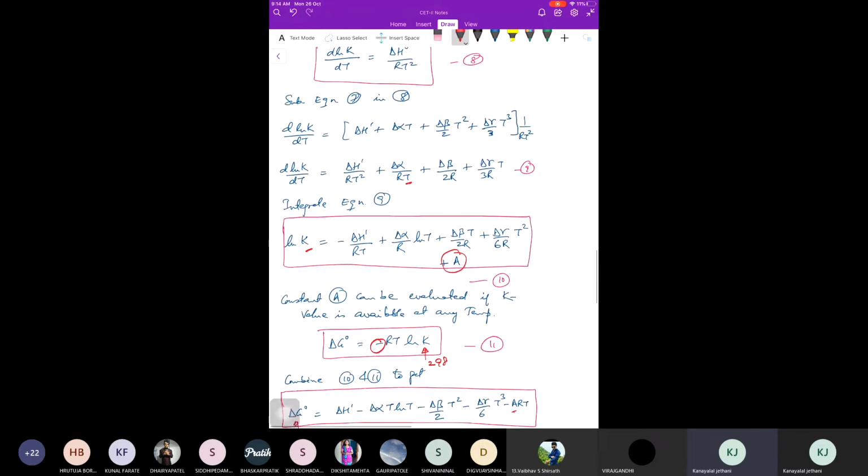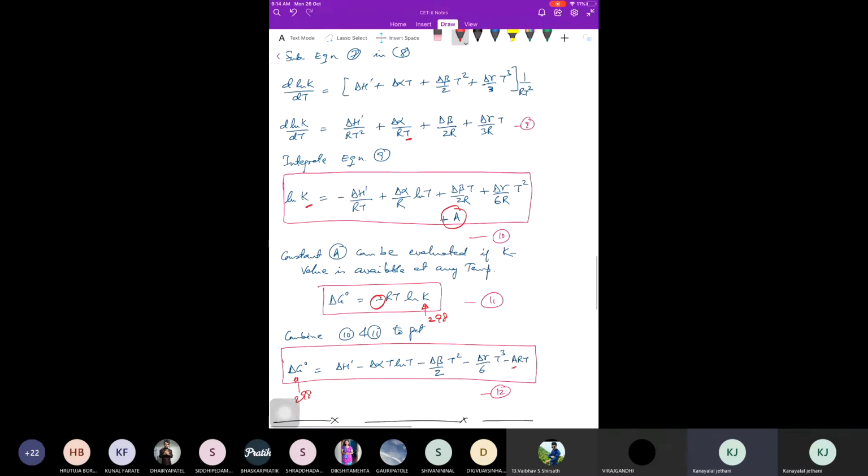So these are the three equations: effect of temperature on heat of reaction, then effect of temperature on K value, and then effect of temperature on Gibbs free energy. Any questions on equations 10, 12 and 7?